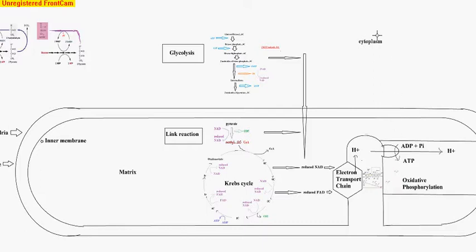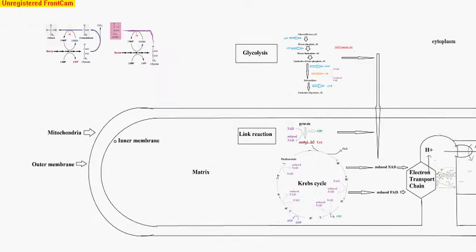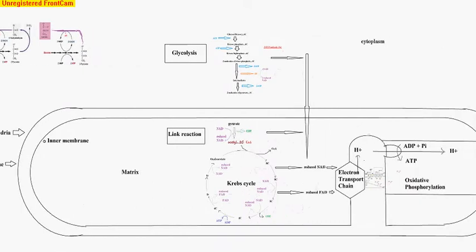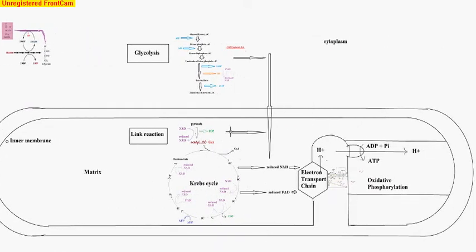We have glycolysis take place in the cytoplasm, as it can be seen here, and then we have the Krebs cycle and link reaction in the matrix, and then in this region, the region between the membranes, which is the intermembranous area, we have the electron transport chain take place. So in the membrane of the mitochondria, this is the mitochondria, in the membrane of the mitochondria we have this electron transport chain taking place.